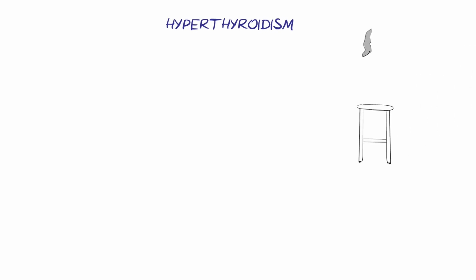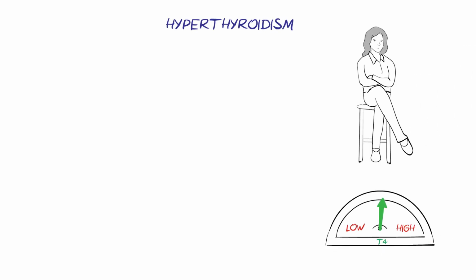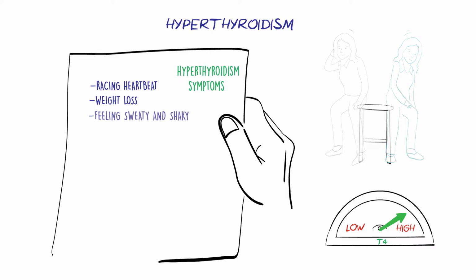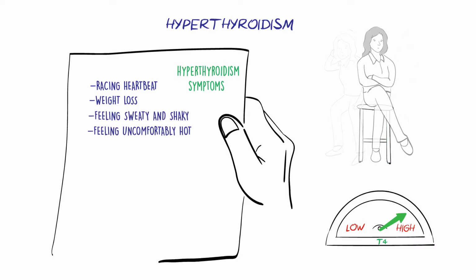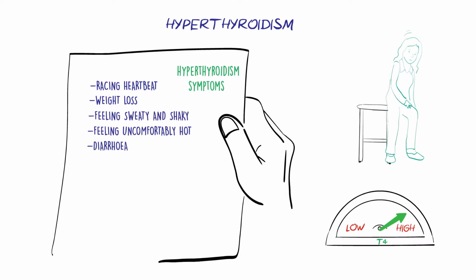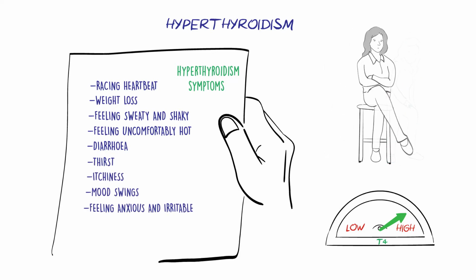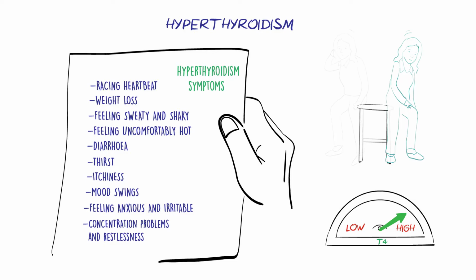In hyperthyroidism, by contrast, the body's metabolism speeds up. This leads to a very different pattern of symptoms such as a racing heartbeat, loss of weight, feeling sweaty and shaky, feeling uncomfortably hot, diarrhea, thirst, itchiness, mood swings, feeling anxious and irritable, concentration problems, and restlessness.